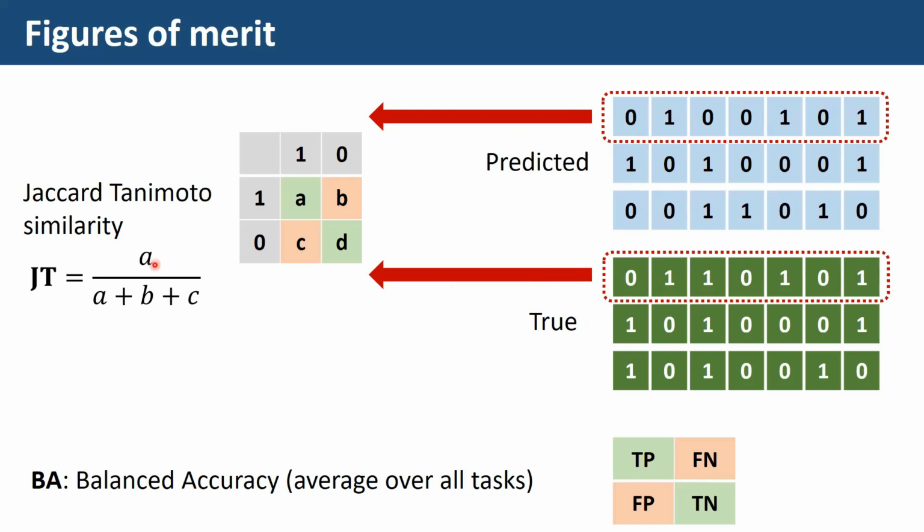Actually, what you do is count how many bits. A is the number of bits where you have 1 in both vectors, so it's the number of common activated bits. B and C are the numbers of bits where you have 1 in one vector and 0 in the other. If two vectors are exactly the same, then the Jaccard-Tanimoto similarity is equal to 1. And we use both of these measures to evaluate our models.